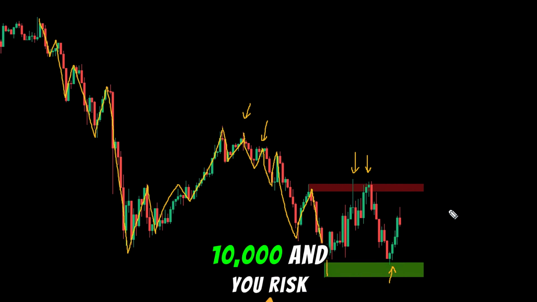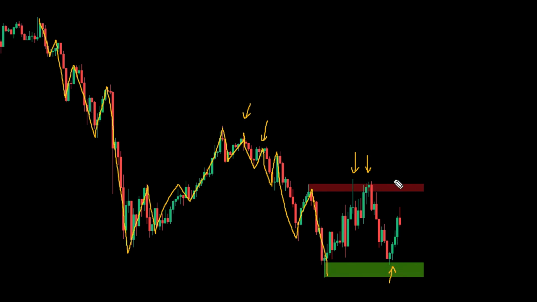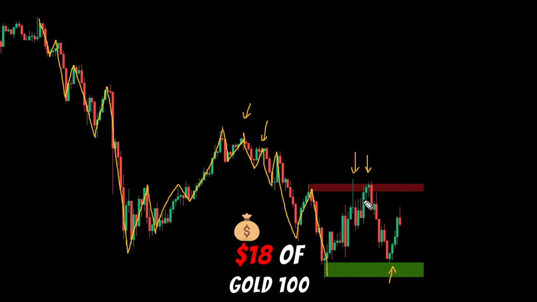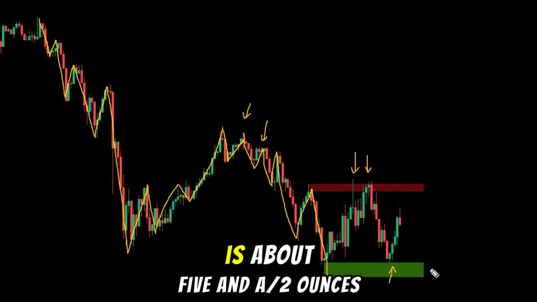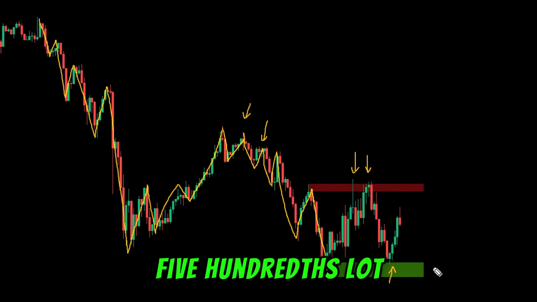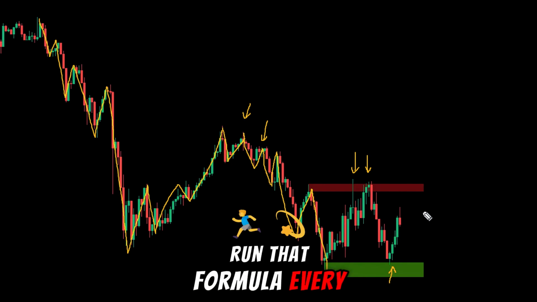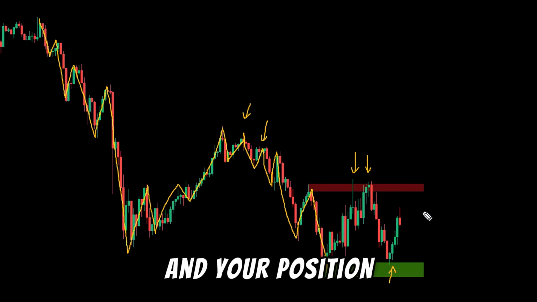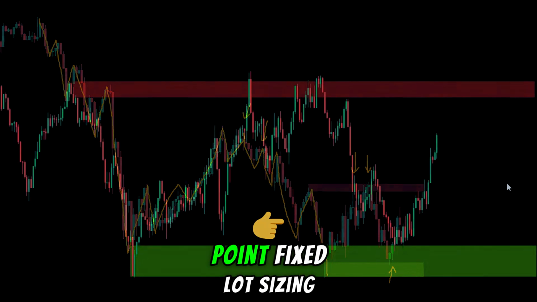Say the account is $10,000 and you risk 1%, which is $100. Your stop on this setup is $18 of gold. 100 divided by 18 is about 5.5 ounces, so roughly a 0.05 lot. Not one lot, not half, 0.05. Run that formula every single time, and your position size changes with every trade, which is exactly the point.